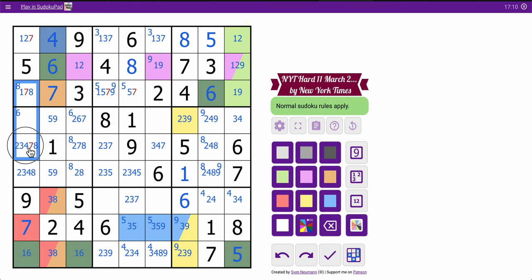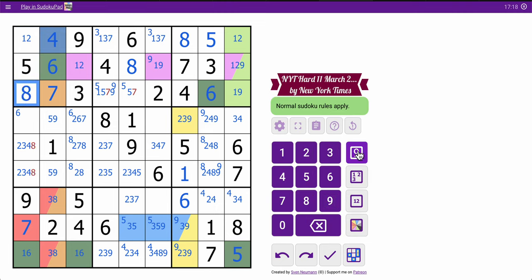Let's see, this 7 looks up. That 1-2 pair makes this 8. Seven looks over. That's a 5. This isn't 5 or 7. These two are 1, 9, which means these are 3, 7.